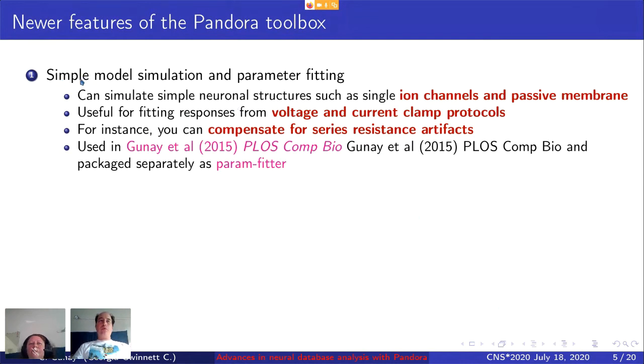So the first feature is this model simulation and parameter fitting. MATLAB and model simulations sounds like a completely wrong thing to do, but in certain situations, for example in the previous toolbox, you may want to put some models in there and do bifurcation analysis, right? In my case, I needed some model simulation, but very, very simple models, for example single ion channels or a passive membrane. Sometimes you want to simulate this to match voltage traces. For example, if you have voltage clamp or current clamp protocols and you're trying to fit certain ion channel properties and find their parameters, you can use this toolbox.